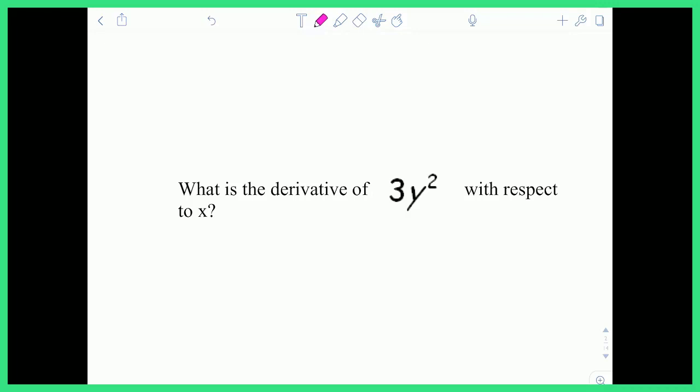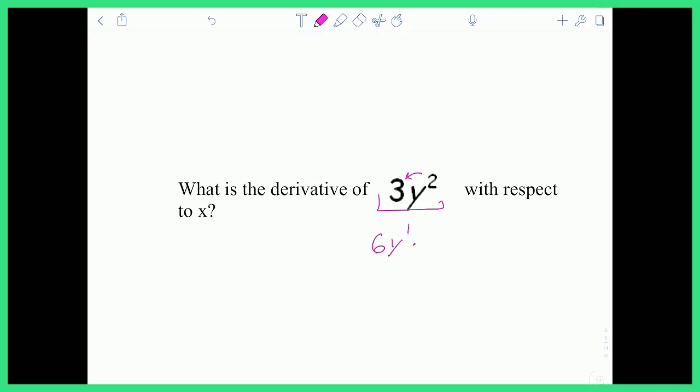So we're no longer just considering x to be our variable. In this problem, we're going to assume y is a variable. We're going to ask, what's the derivative of 3y squared with respect to x? Well, in order to take the derivative of anything, you just have to use your normal appropriate rules. Taking the derivative of 3y squared would just be a nice power rule. The 2 comes down, multiplies with the 3 to get 6y to the first power.